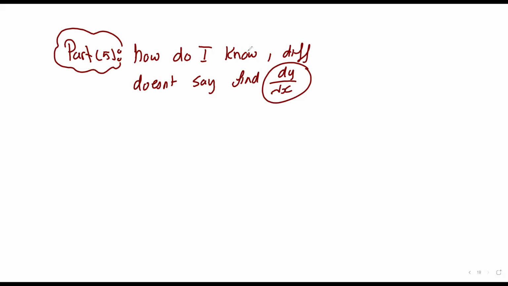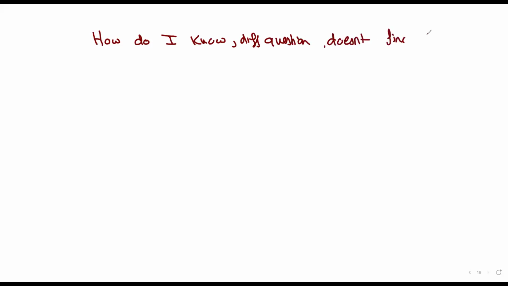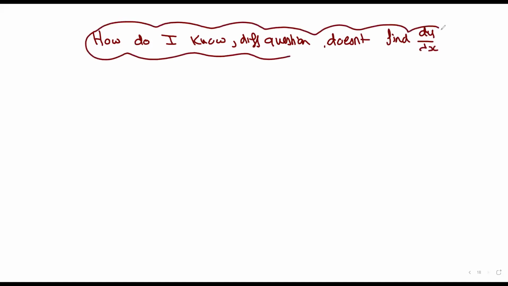This page is going to be a summary for all the keywords that you might see that tell you this is a differentiation question. So how do I know that this is a differentiation question? Okay. If the question doesn't say find dy by dx, meaning if it is not written, what are the keywords that might help me in this part over here?